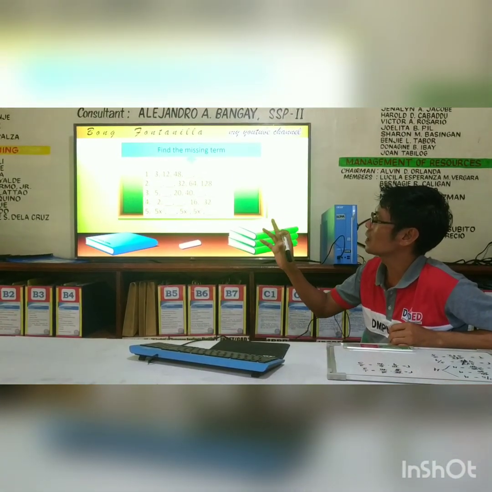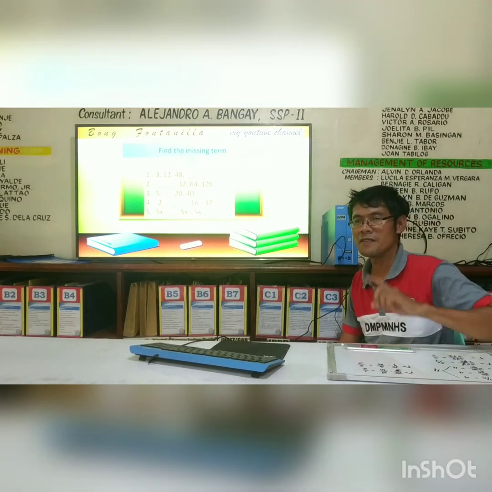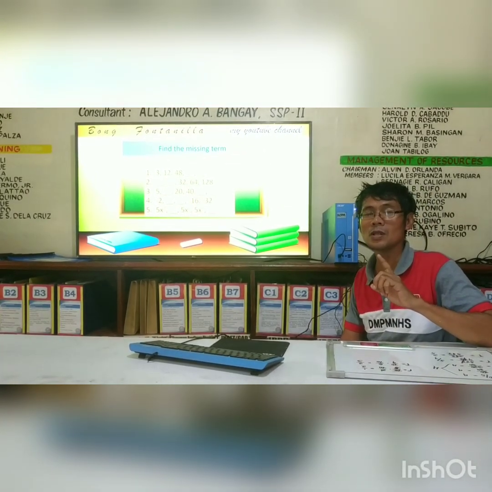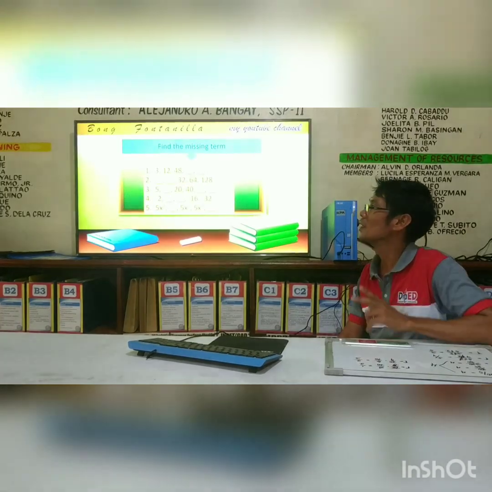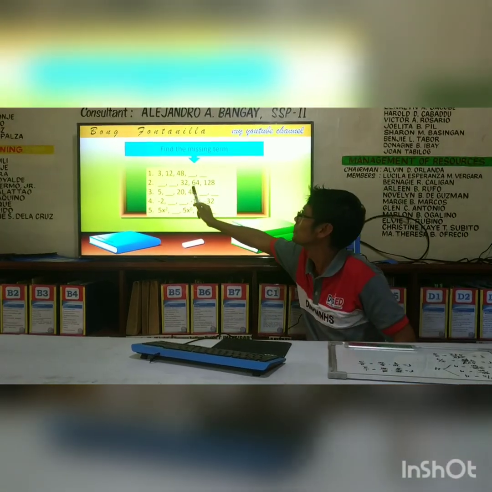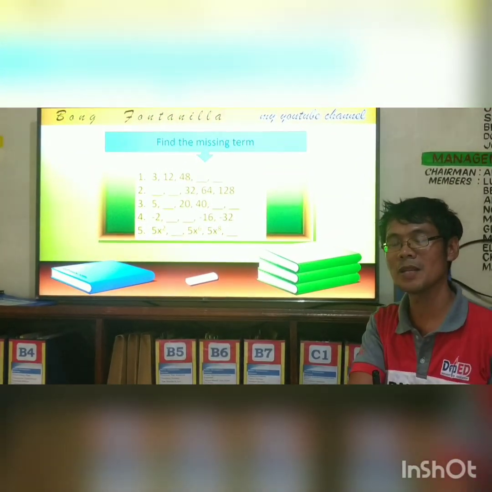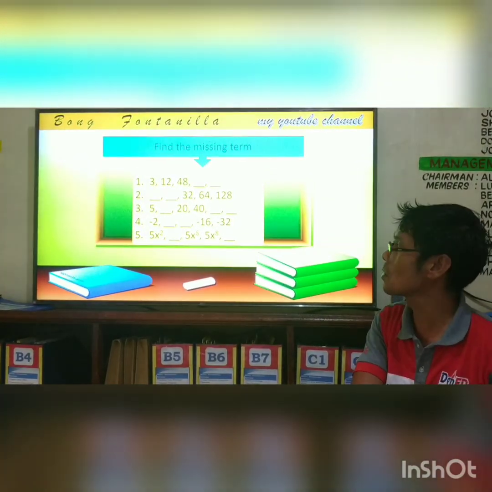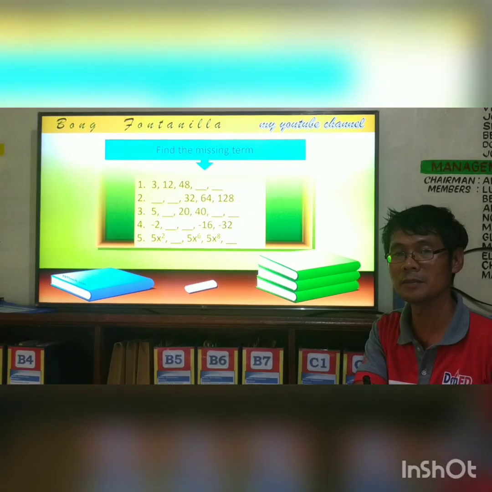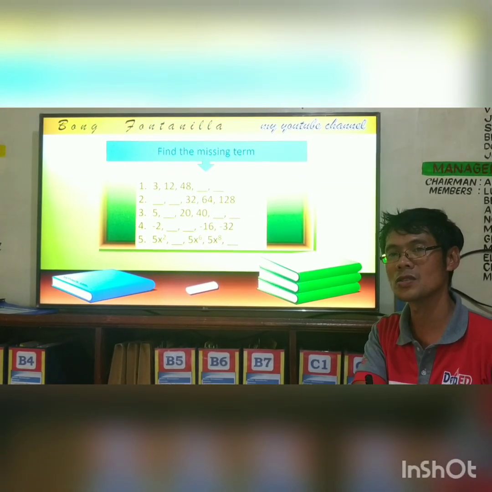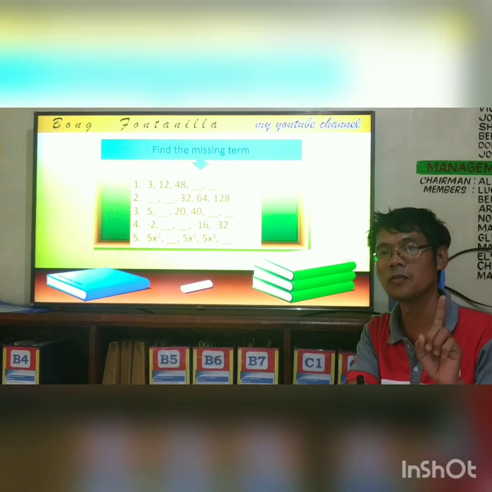So number 1, you have 3, 12, 48. So the very first thing for you to do is you have to compute for the common ratio. So you have to consider 12 and 3. So 12 divided by 3, you will be getting 4. Also, 48 divided by 12 is also 4. So our common ratio there is 4.